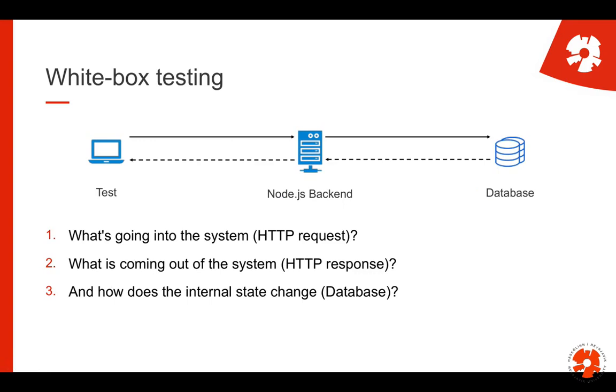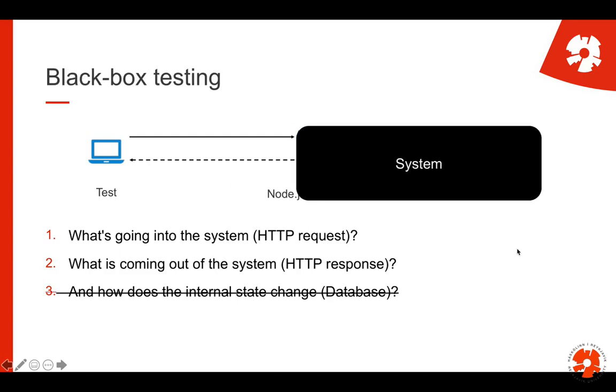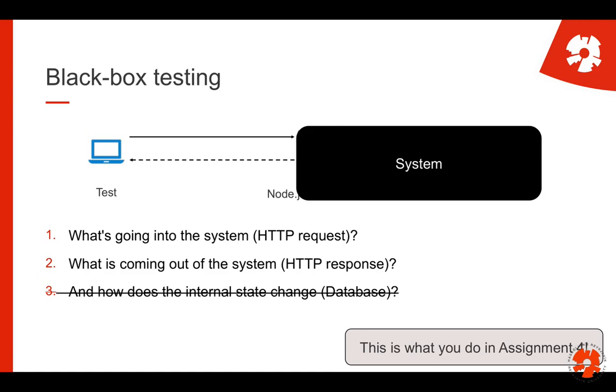So white box testing is you test what's going in, you test what's coming out, and you test whether the internal state is correct. And black box testing is the same, you just skip the last step. So you just treat this as a system which you cannot look inside. And that's exactly what we will do in assignment 4, for example. So you don't have to check what's going on inside the system, you just have to check the response. And that's a very common testing approach.